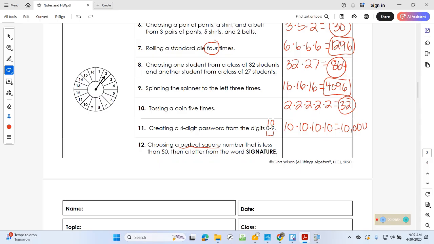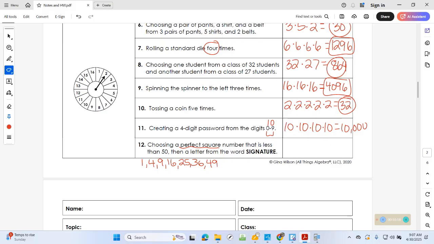I'm just going to make a little list underneath. So like 1 squared, 2 squared, 3 squared, 4 squared? 5 squared. What's 6 squared? 36. 7 squared. 8 squared. So I'm stopping. Why am I stopping? It'd be over 50.